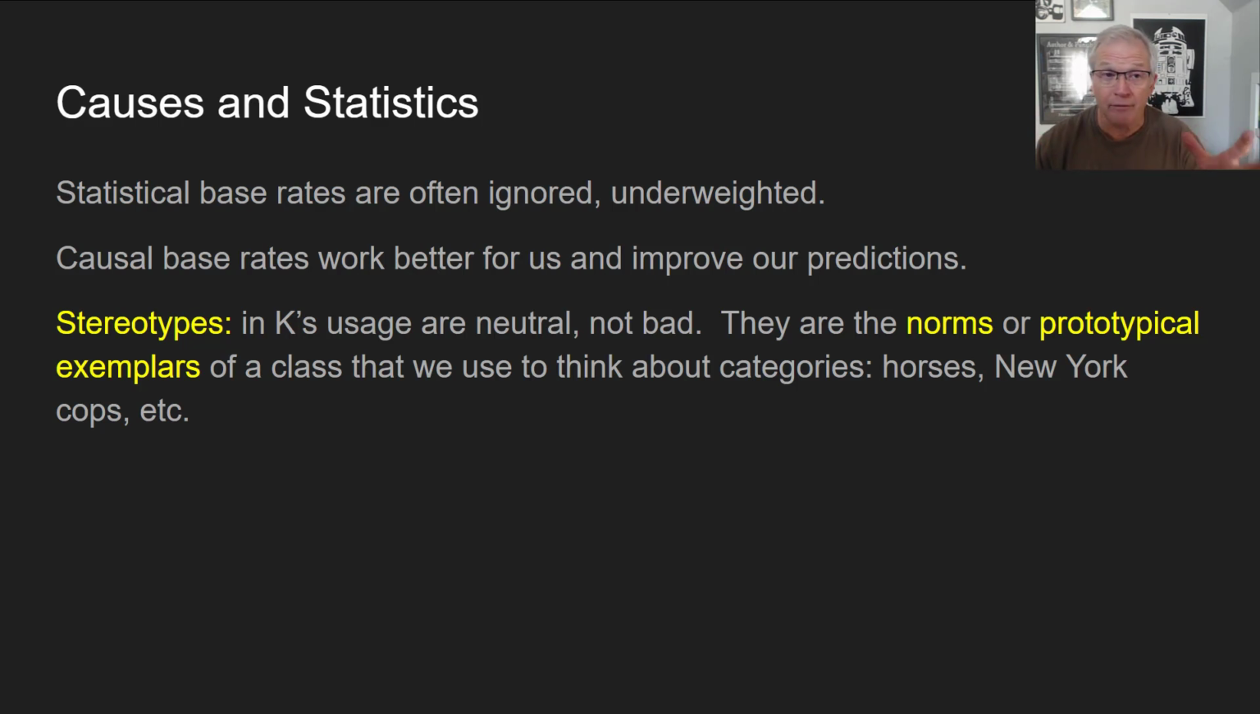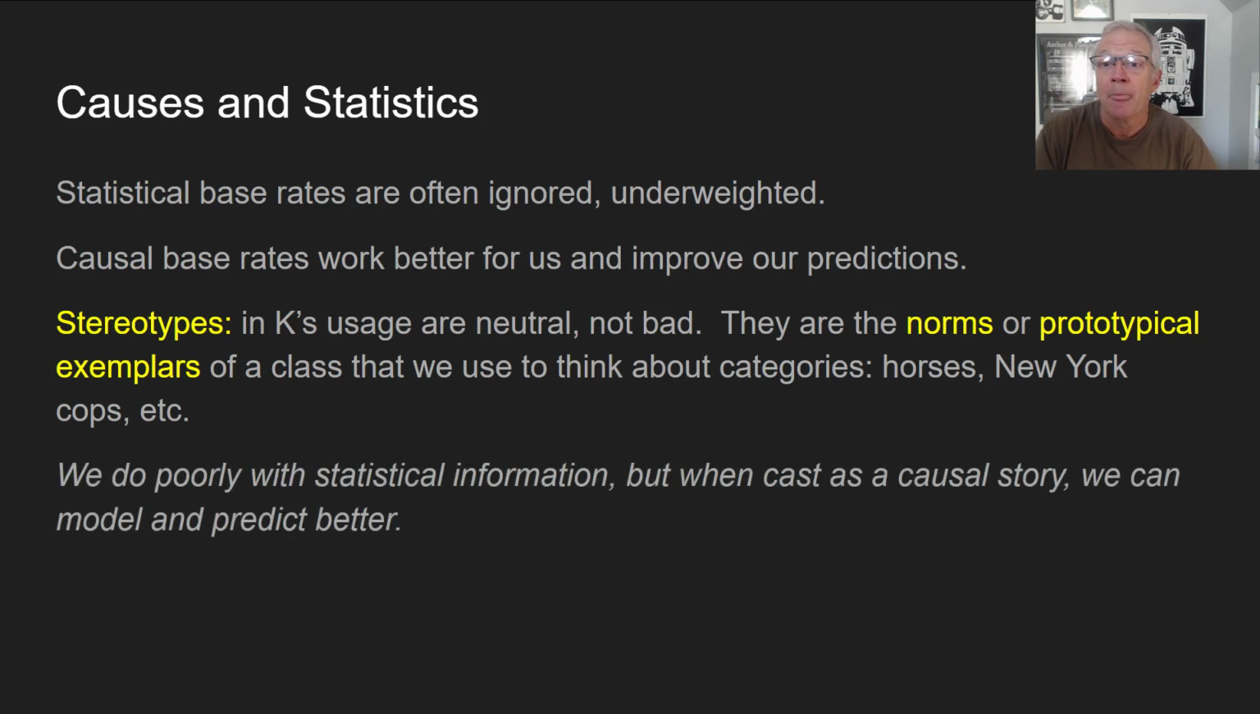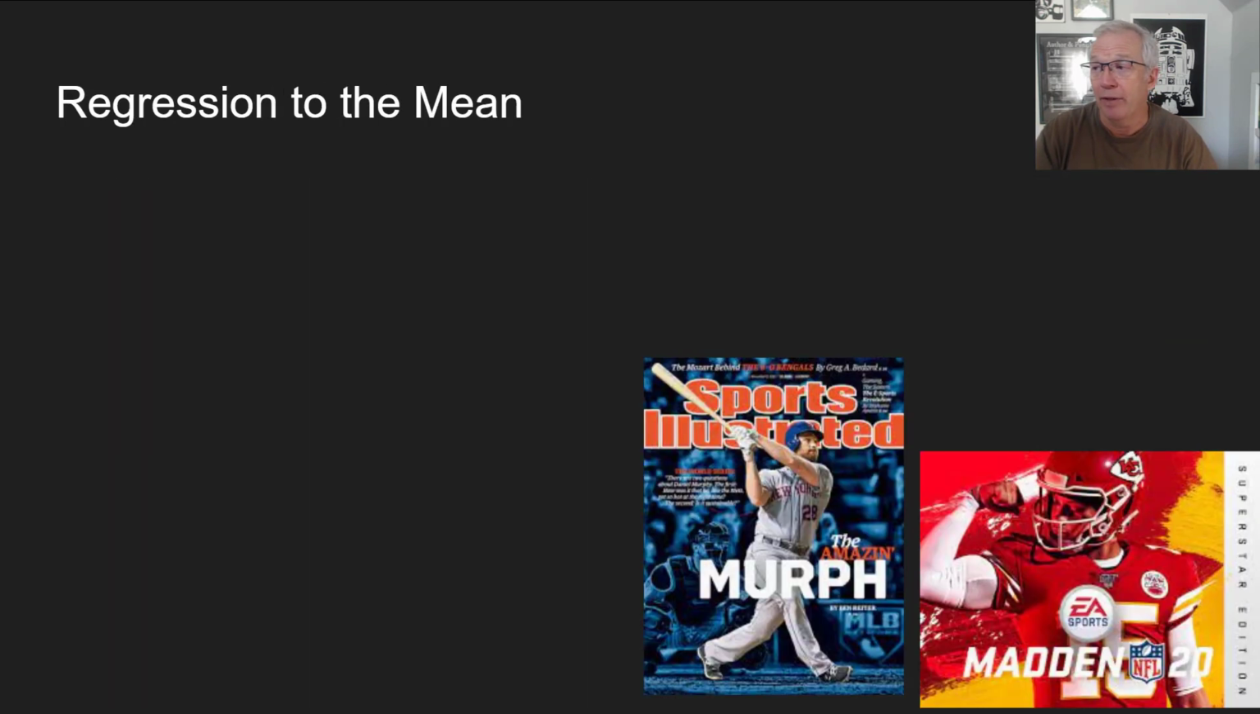So we use those all the time for lots of cases. And that's partly what's happening here with the statistics, is that your stereotype may or may not line up with or match the base rates or the actual properties of these things in the population we're considering. We do poorly with statistical information, but when we cast it as a causal story, we can model and predict better. And that was the example from the previous case with cabs, for example.